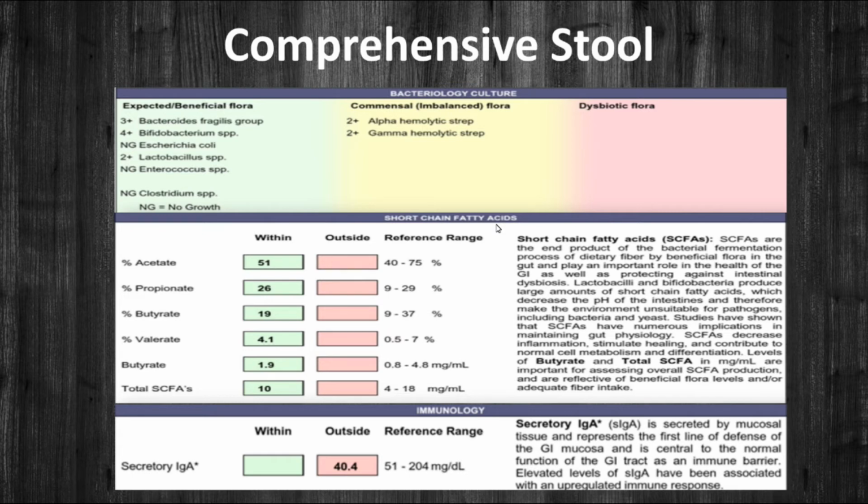A great test would be a comprehensive stool test. Remember, health begins in the nerve system, but also in the gut. And so looking at your stool can give us an idea of what's happening in the gastrointestinal system. So we can actually look at your microbiome. What are some of the expected or beneficial bacteria that are in there? Do we have any overgrowths? What are some of the imbalanced bacteria that are in your gastrointestinal system? Or what are the ones that are actually creating a lot of dysfunction that are very imbalanced?